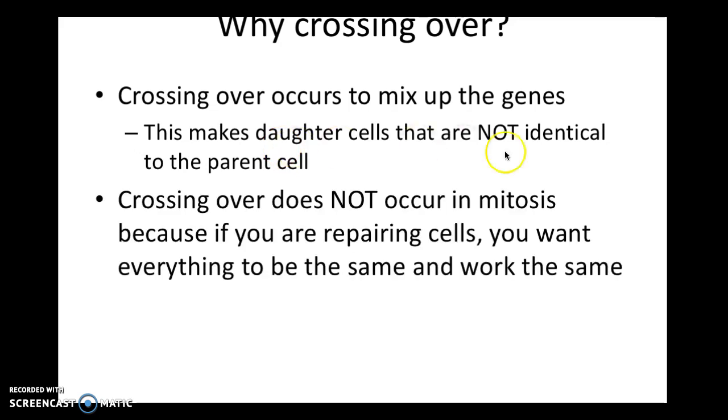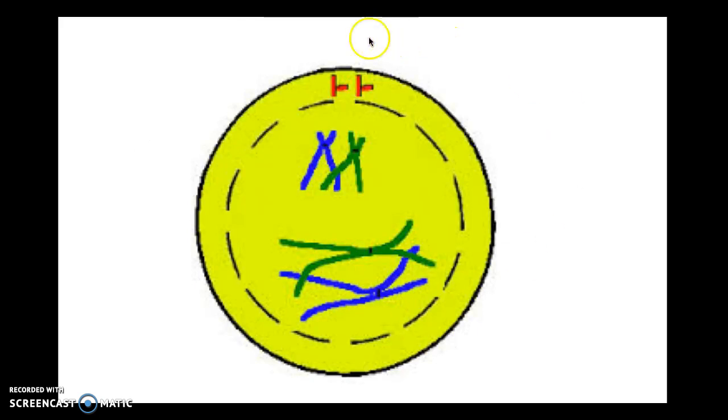So it does not occur in mitosis, because if you're repairing cells, you want the same thing. Okay, if I have a skin cell and I'm making a new skin cell, I want it to be another skin cell. Okay, I don't want it to be like an egg growing out of my arm. That's weird.